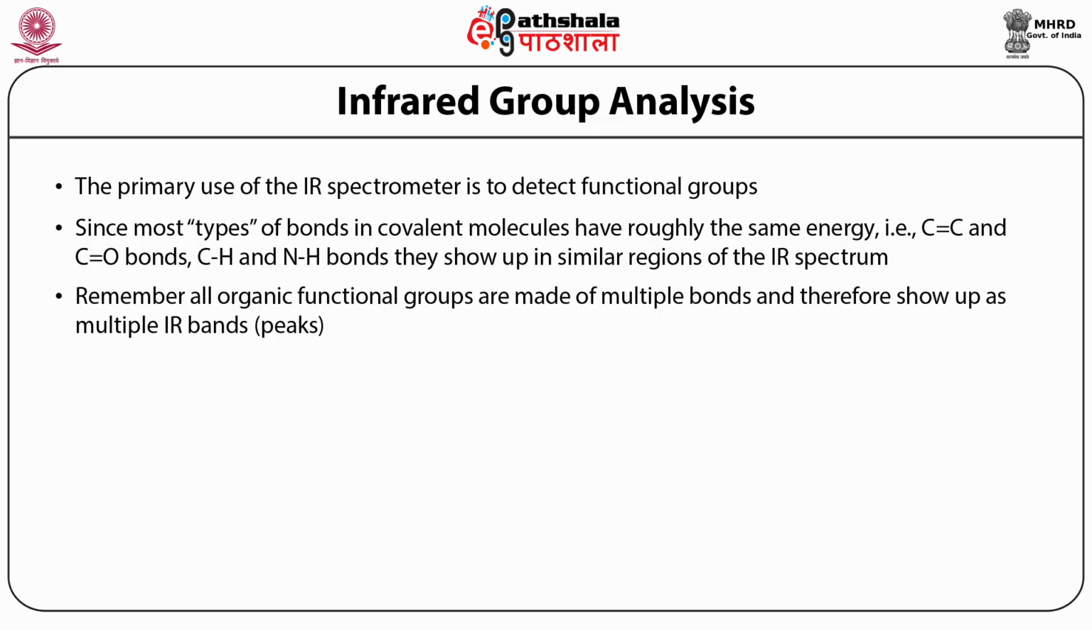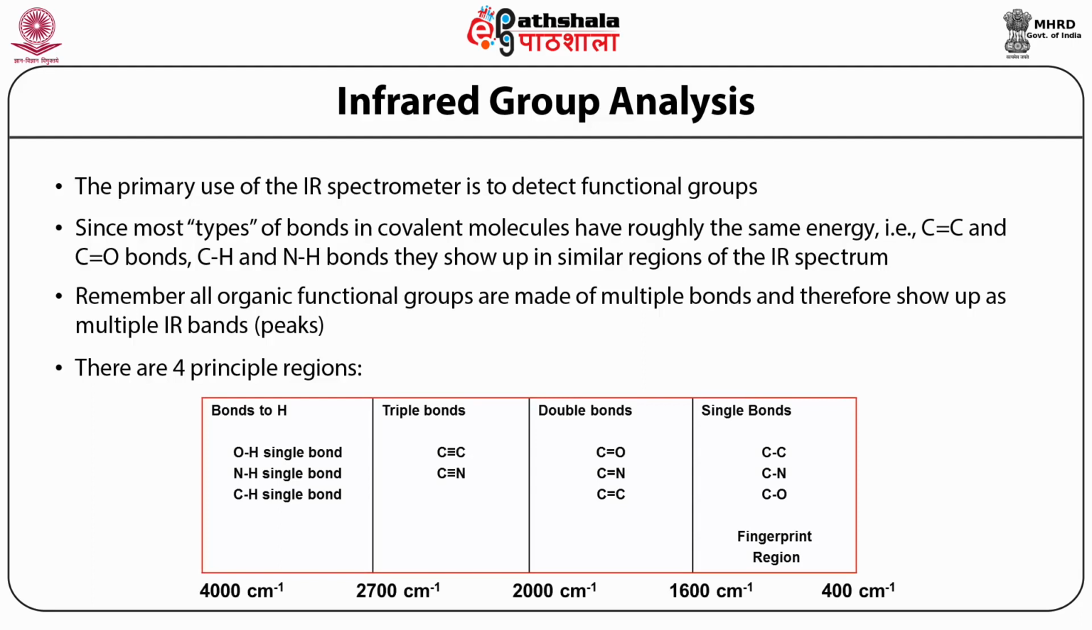The whole IR spectrum is divided into four principal regions. The first gives information about hydrogen bonds like O-H, N-H, and C-H single bonds, in the region of 4000 to 2700 per centimeter wave number. The second region gives information about triple bonds like carbon-carbon triple bond and carbon-nitrogen triple bond, and lies between 2700 and 2000 per centimeter. The third region gives information about double bonds like C=O, C=N, and C=C, and lies between 2000 and 1600 per centimeter.